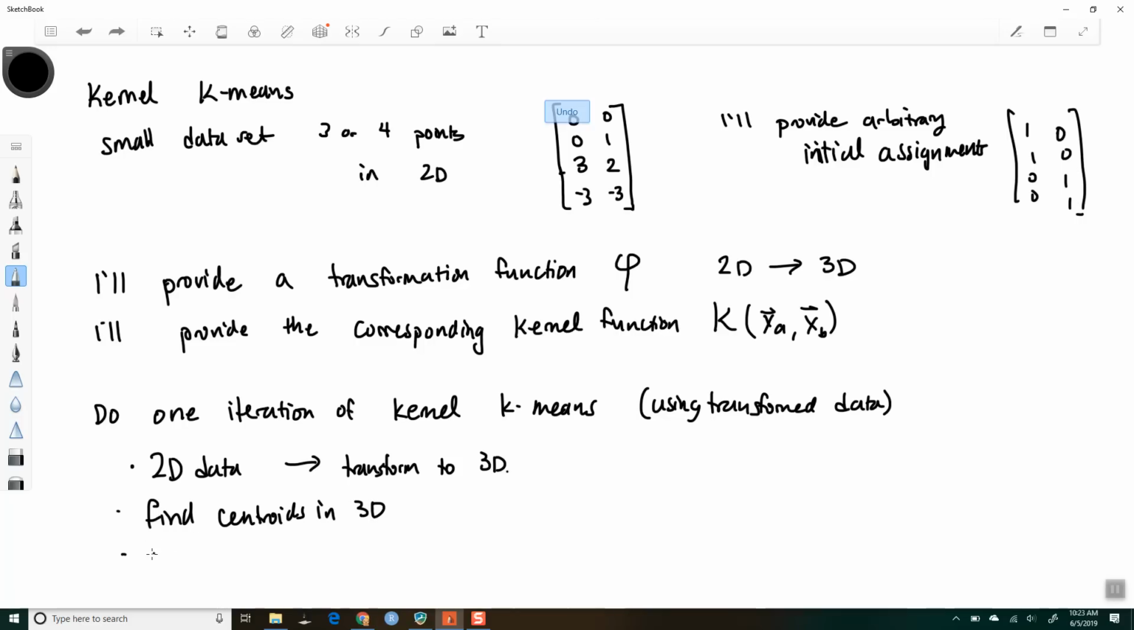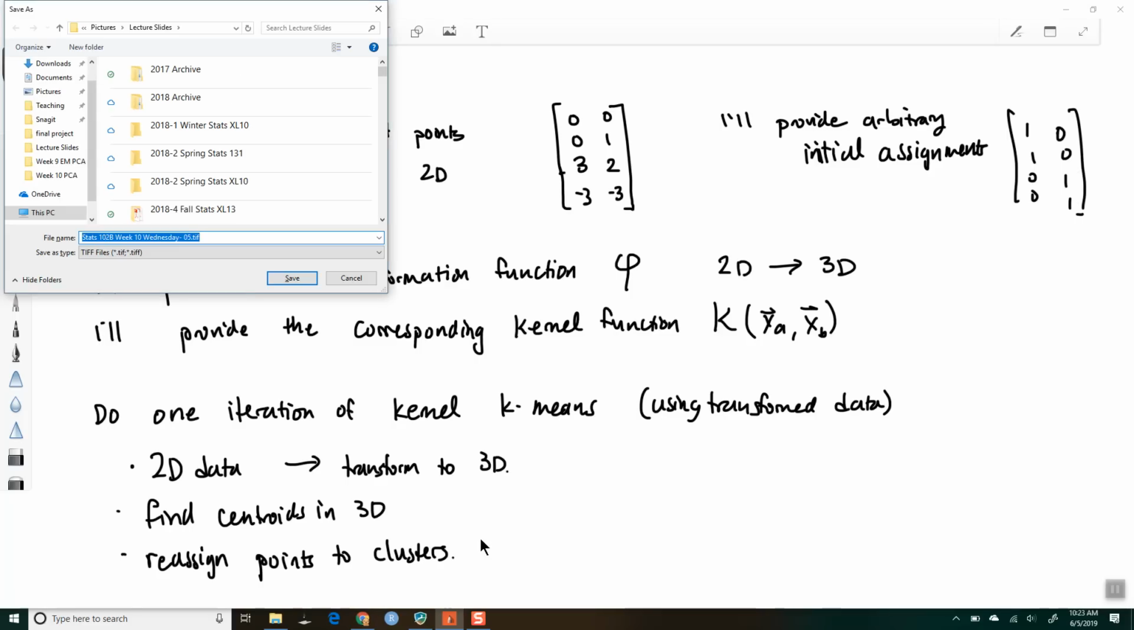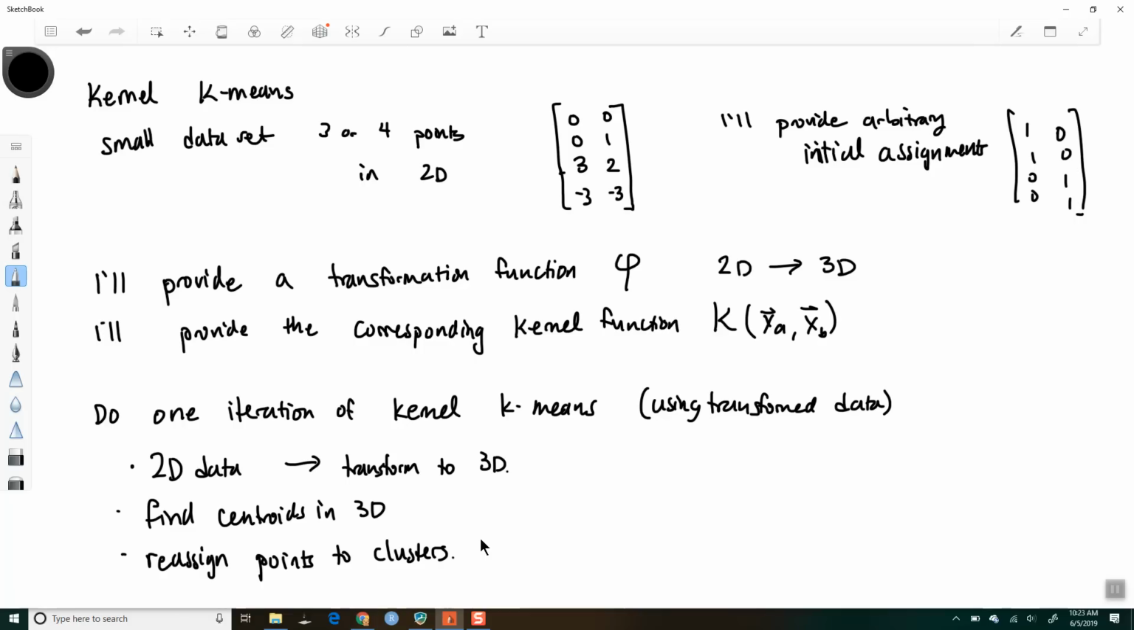And reassign points to clusters. Okay, because I think the kernel distance function is a bit of a pain to do by hand. It's possible, but even with like 4 points, it's a pain, because you have to do like the intersection of all 4, and it's a mess. Okay, something like this. Does that make sense? Okay.